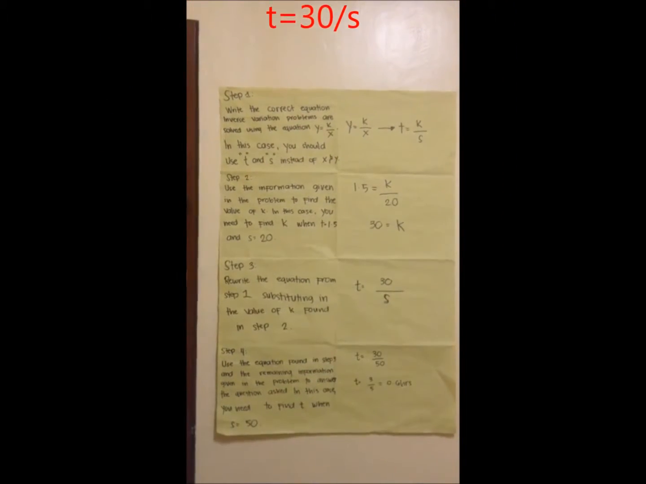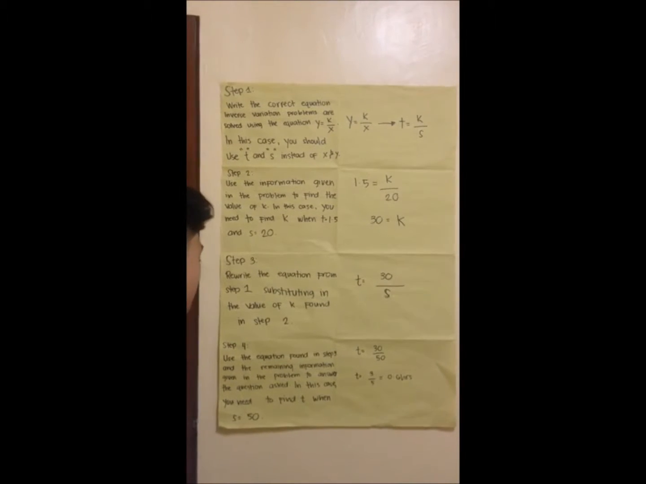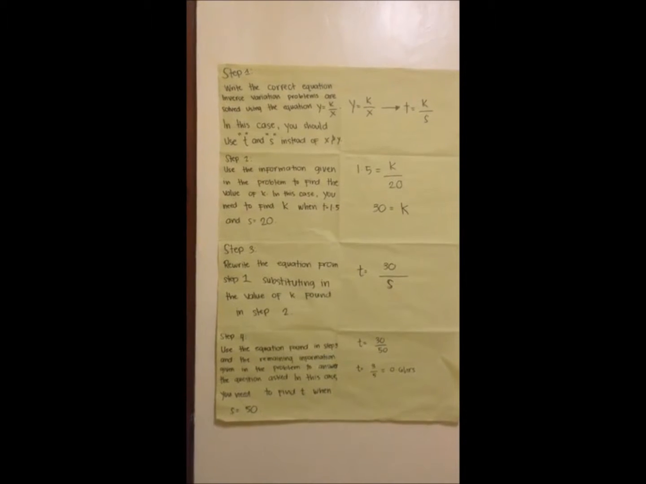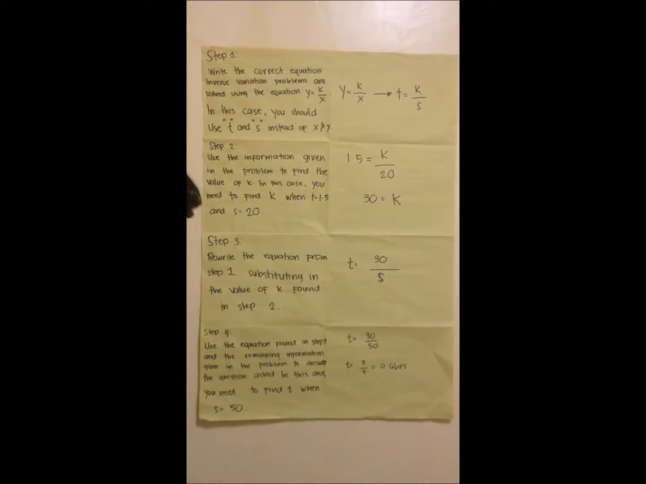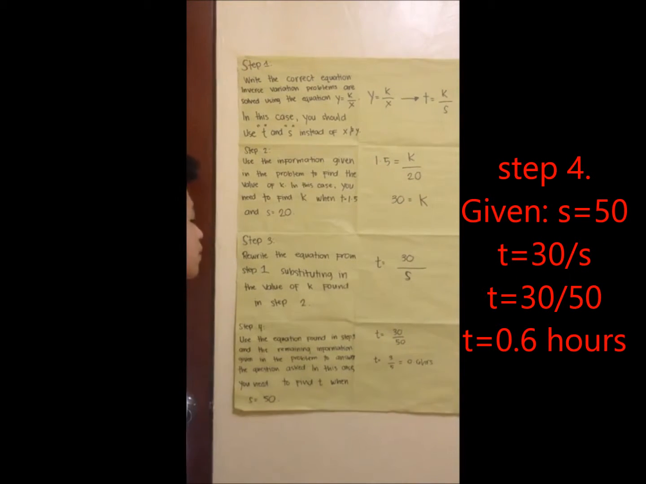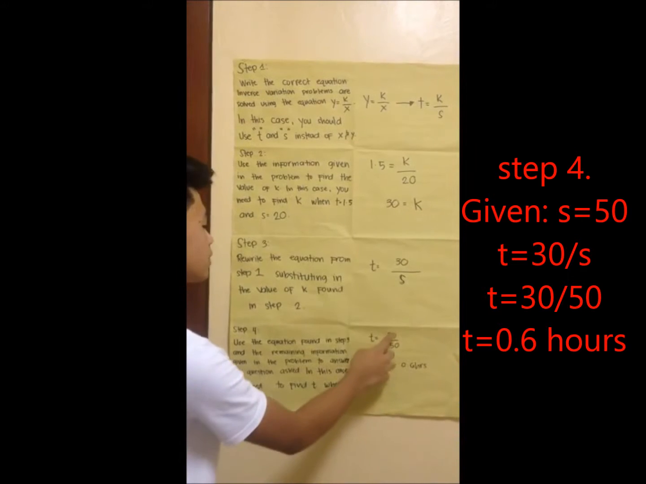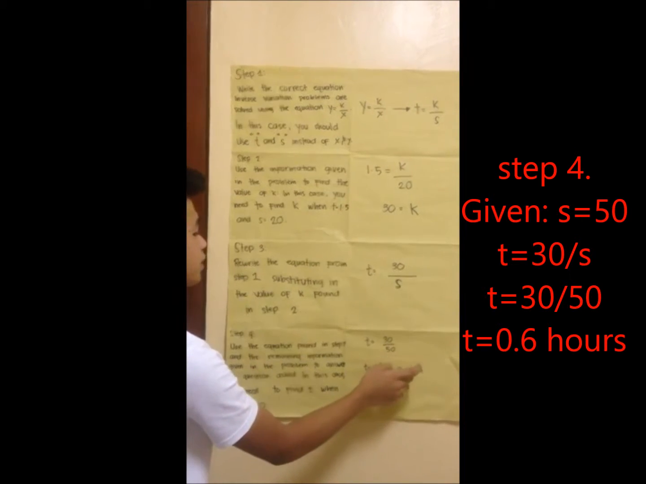The final step, which is step 4: use the equation found in step 3 and the remaining information given in the problem to answer the question asked. In this case, you need to find t when s is equal to 50. t is equal to 30 over 50. You just simply divide 30 by 50, so the answer will be 0.6 hours.